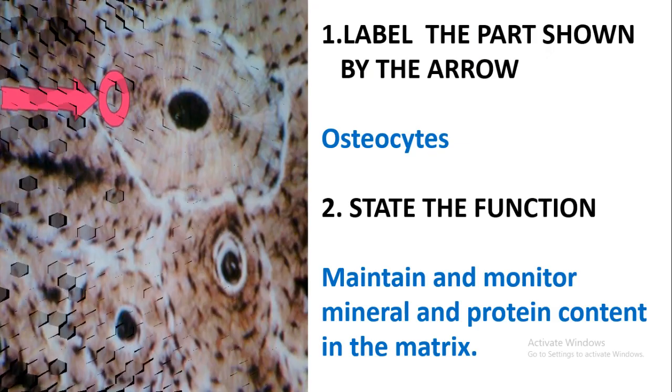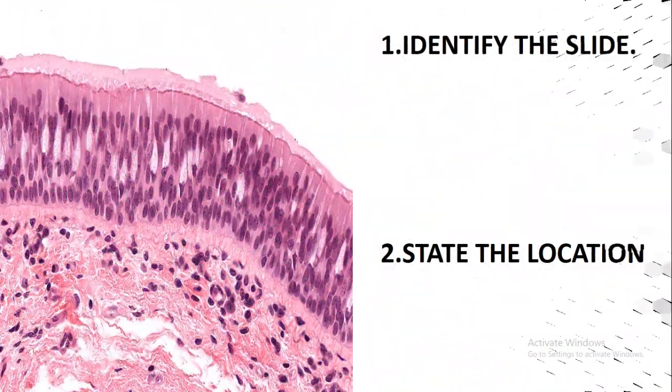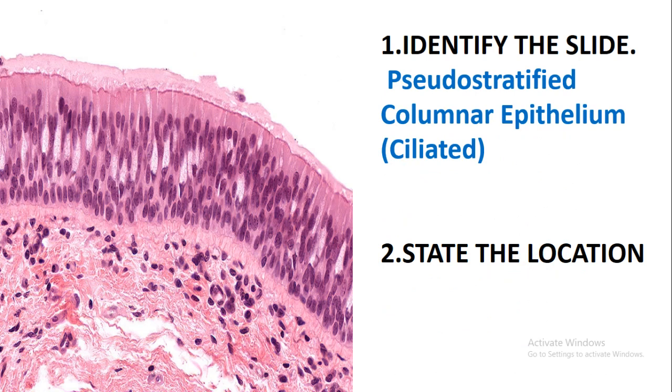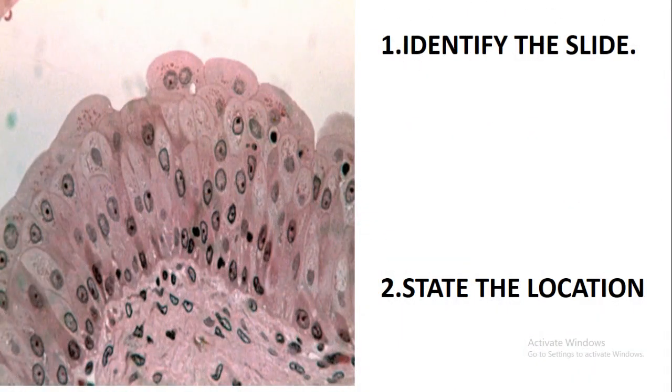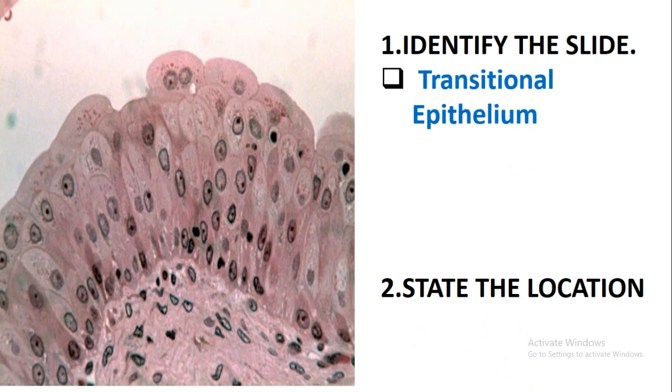Let's quickly go to the next slide. In the next slide, we have been asked to identify the slide. And this slide is just the pseudostratified columnar epithelium, which is ciliated. Then state the location. The location you can give is just the trachea or any part of the respiratory tract. And then the next slide, we have been asked to identify this slide, and this slide is just the transitional epithelium. And then if you are asked to state the location, you can give the urinary bladder.